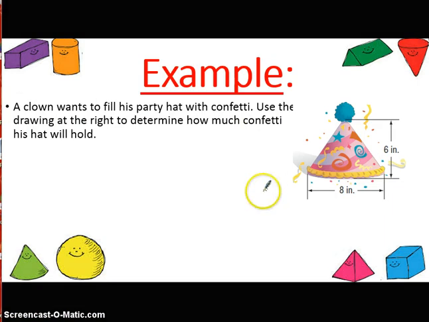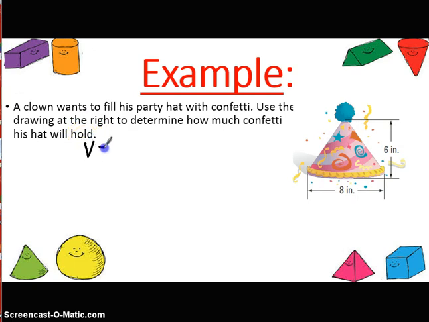Here's our first example. A clown wants to fill his party hat with confetti. Use the drawing at the right, this picture here, to determine how much confetti his hat will hold. Well, if you think about the shape of this hat, it is a cone. Now, look on your formula sheet attached to your guided notes and find the formula for the volume of a cone.